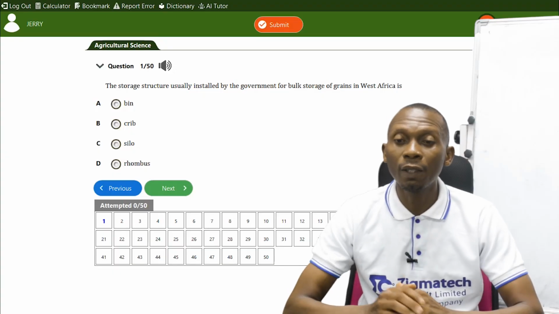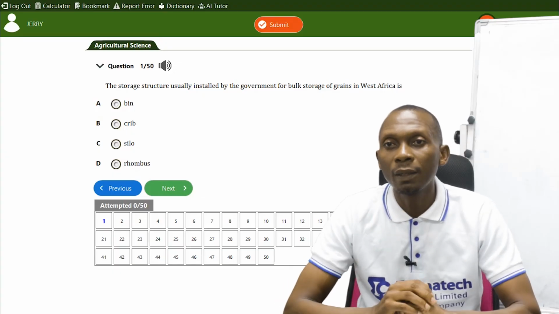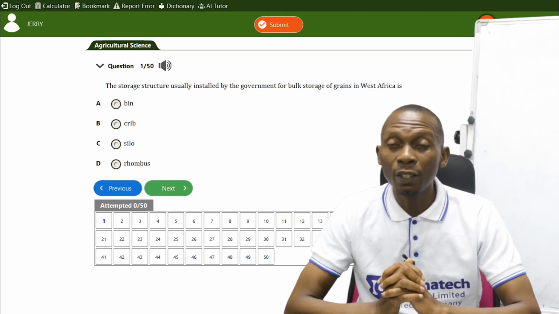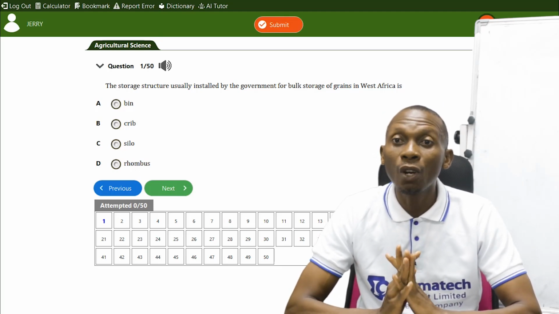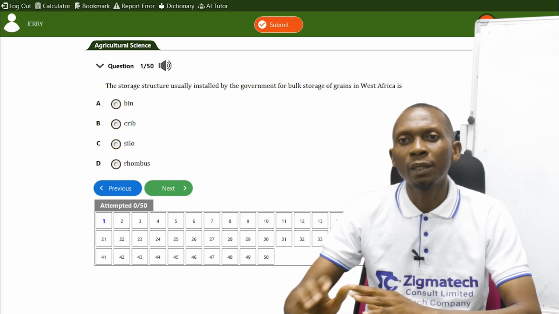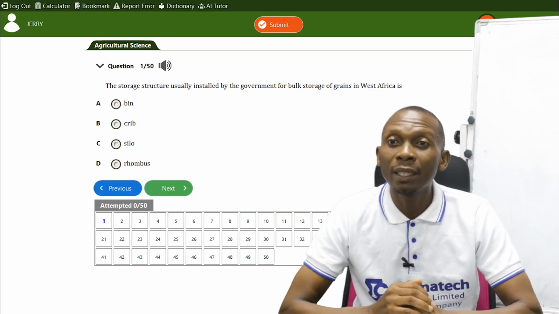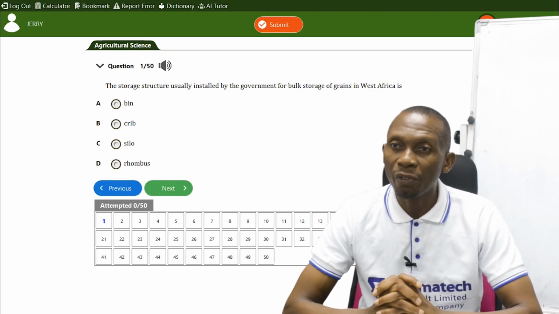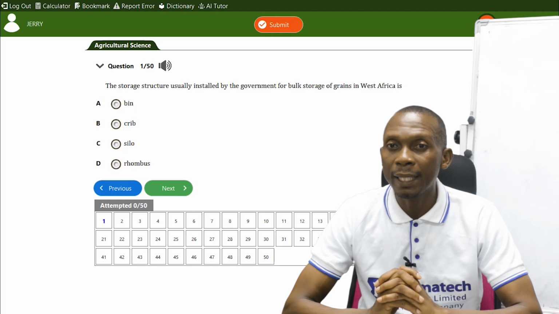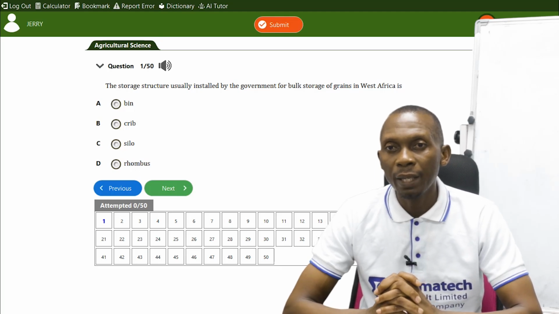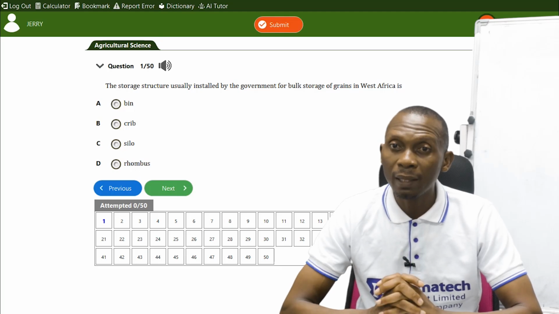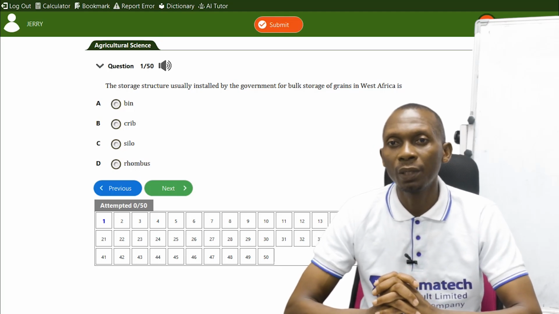Let's take a look at some of these WAEC questions that have been presented for us. And the first question here has to do with storage structures. The question says, the storage structure usually installed by the government for bulk storage of grains in West Africa is A, the bin, B, crib, C, silo, and D, rumbles.